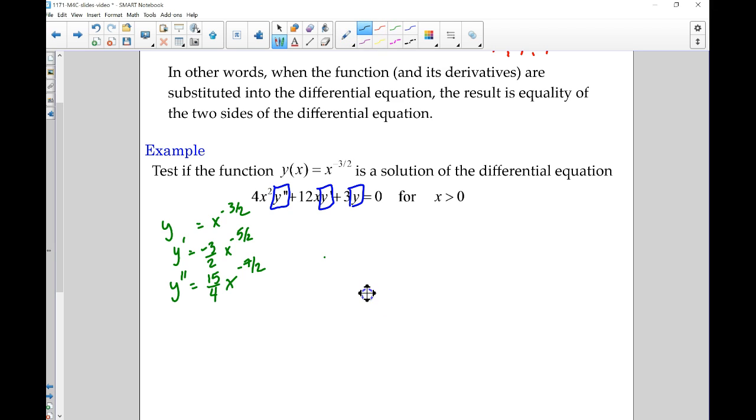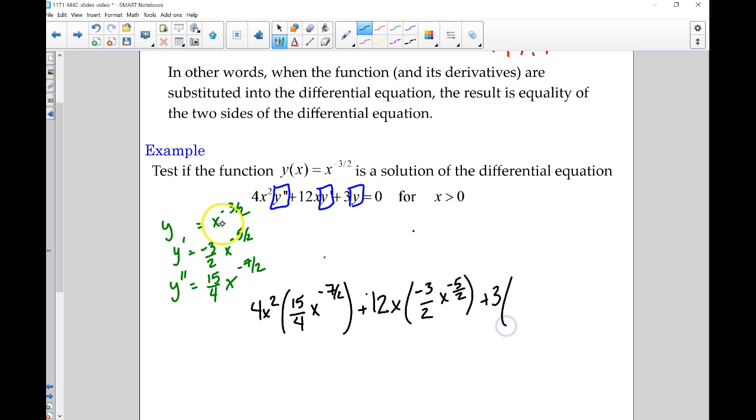So let's go ahead and do that. I have 4x squared, and then it says y double prime, but I actually have an expression containing x for y double prime, so I'm going to substitute that in: 15 over 4 x to the minus 7 halves, plus 12x, and then it said y prime, so I'm going to substitute that in. Y prime was minus 3 over 2 x to the minus 5 halves, and then plus 3 y was the same as x to the minus 3 halves.